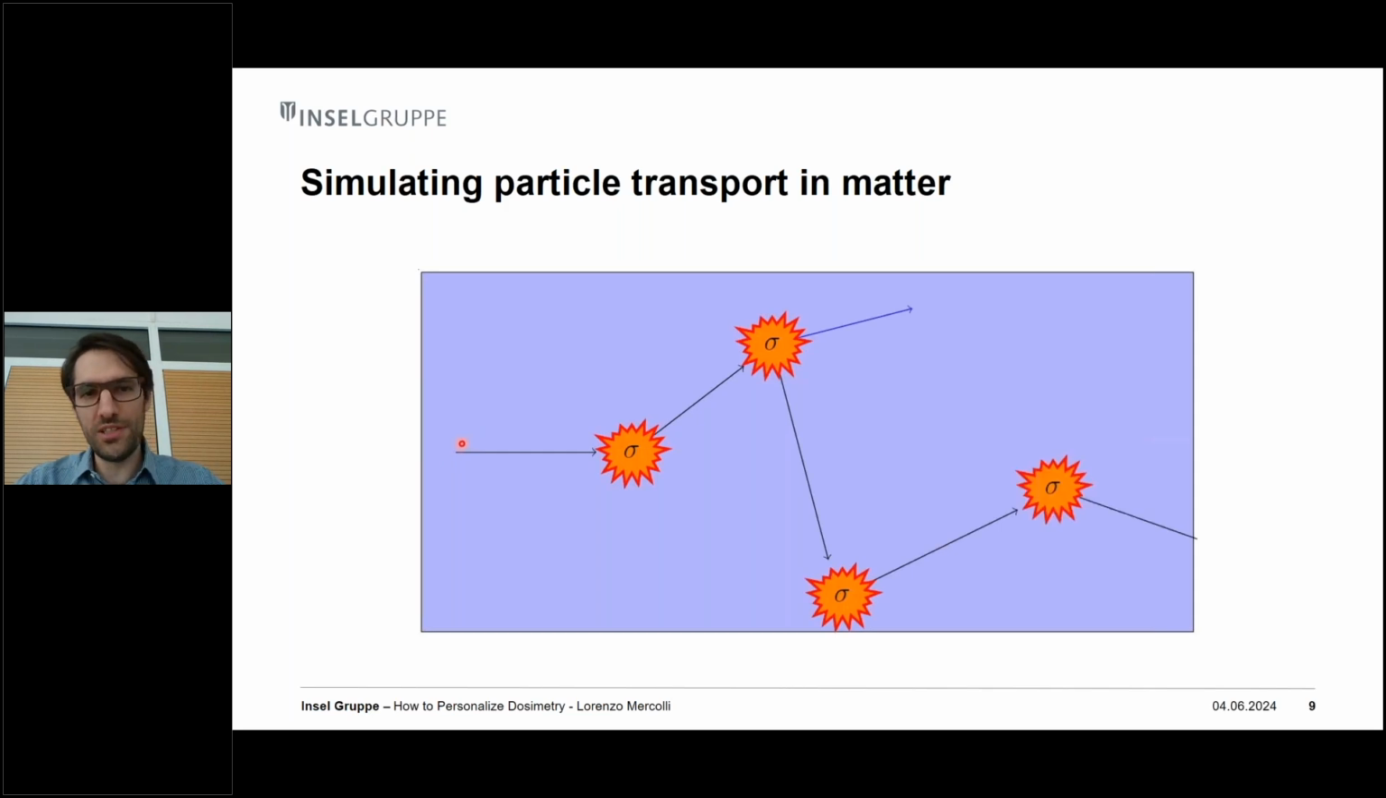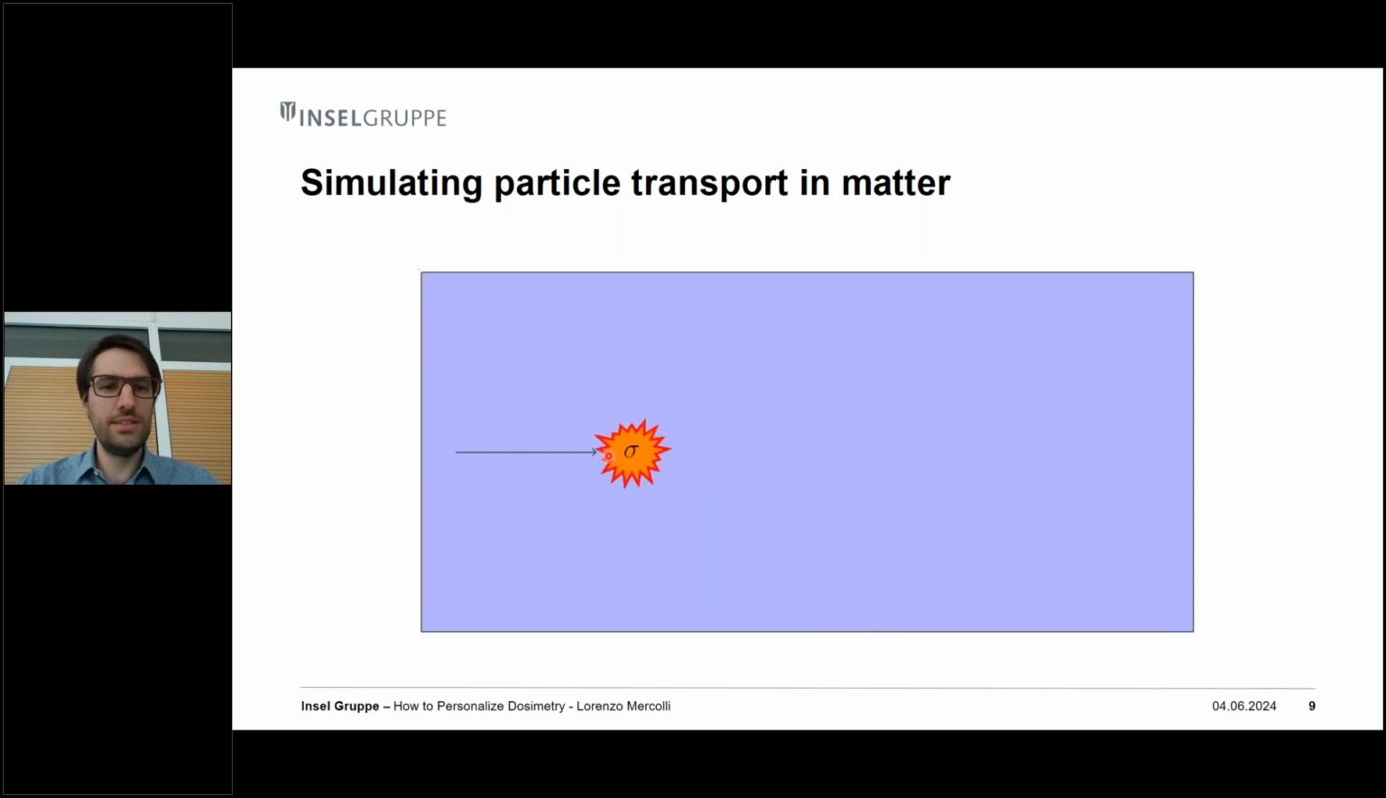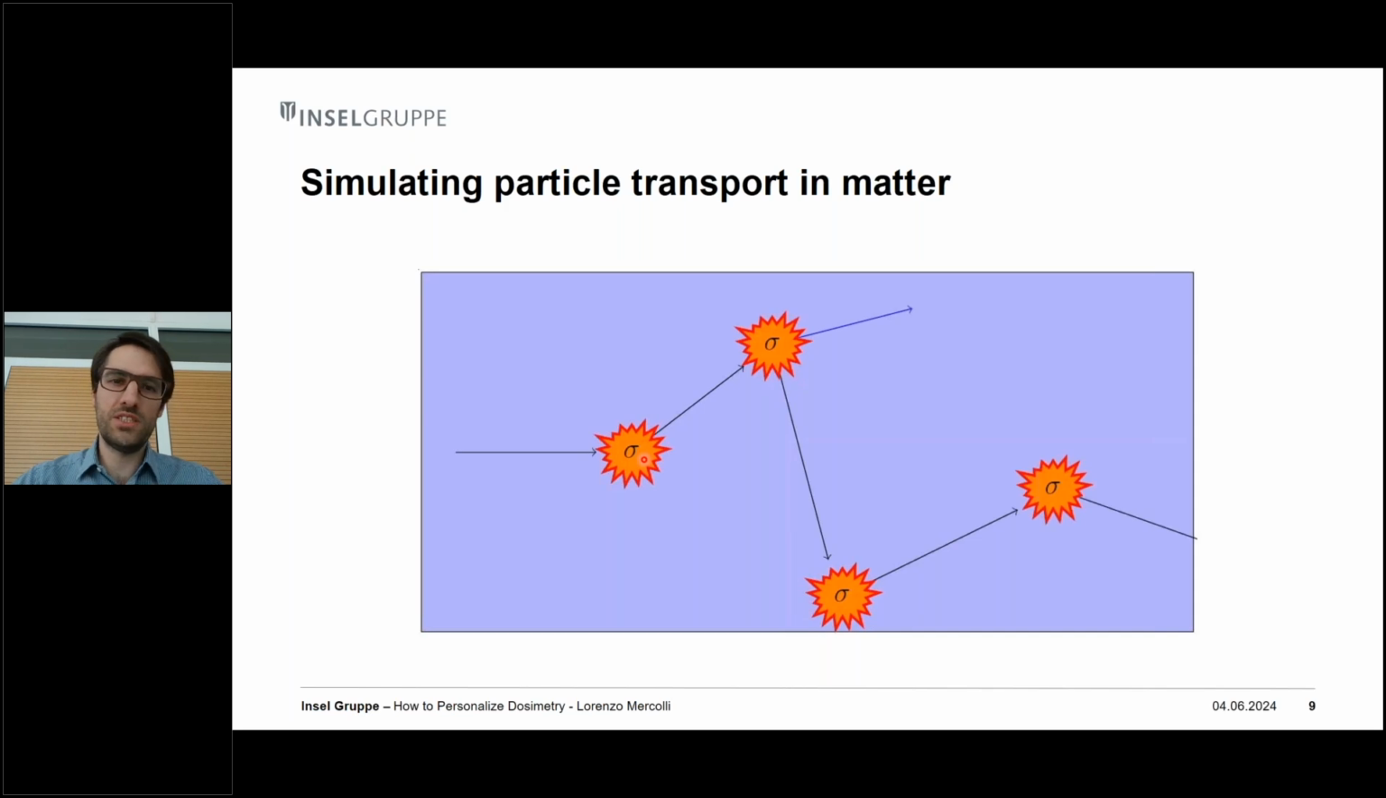Then we need to sample a certain path length, and this path length depends on the properties of the surrounding material. And then we have an interaction, and this is sort of a point interaction of the particle with, say, an atom, a nucleus, or an electron. And then once we have such a point interaction, well, we just record the energy that was deposited or transferred from this initial particle to the target material.